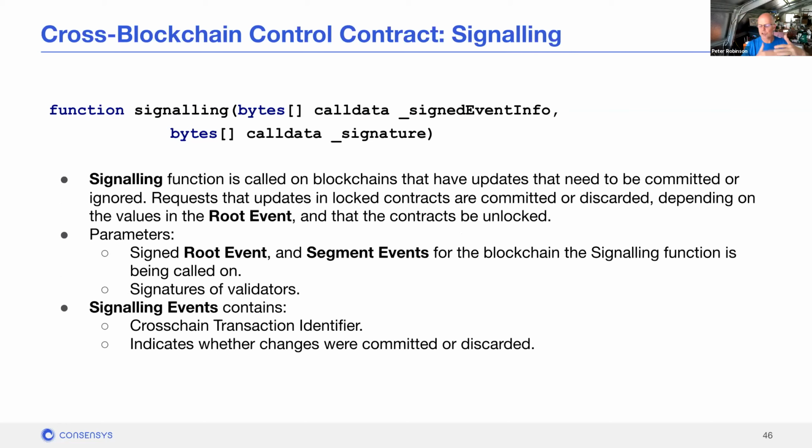So you've got locked contracts on all of those other blockchains that the segment events were executed on. And so you need to have a way of unlocking those contracts. Whether the updates are going to be committed or discarded, you need a mechanism. And so you have a signaling function that gets called, and it's got the root event, which is going to say whether the update should be discarded or kept, and there's segment events that occurred on that blockchain, and they're going to list which contracts were locked. And so then the signaling event will be emitted, which says whether the updates were committed or discarded.